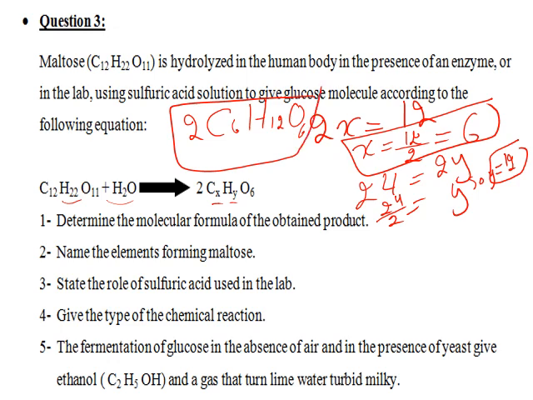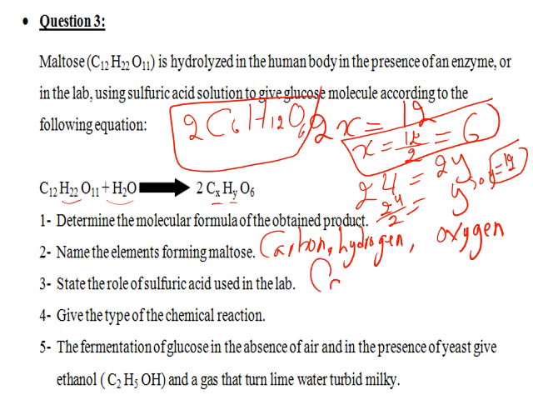Name the elements forming maltose. Maltose contains carbon, hydrogen, and oxygen. State the role of the sulfuric acid used in the lab. It's used as a catalyst that speeds up the chemical reaction without being consumed at the end of the reaction.